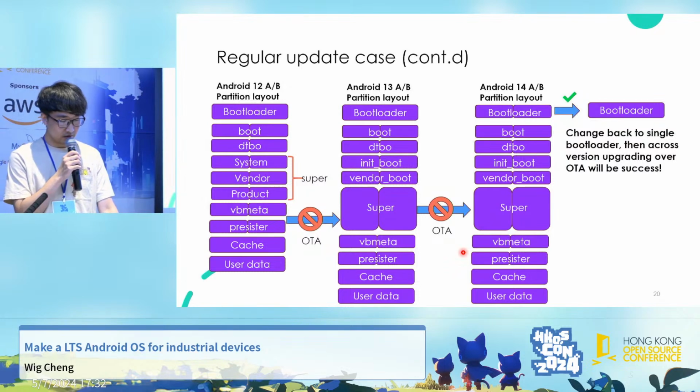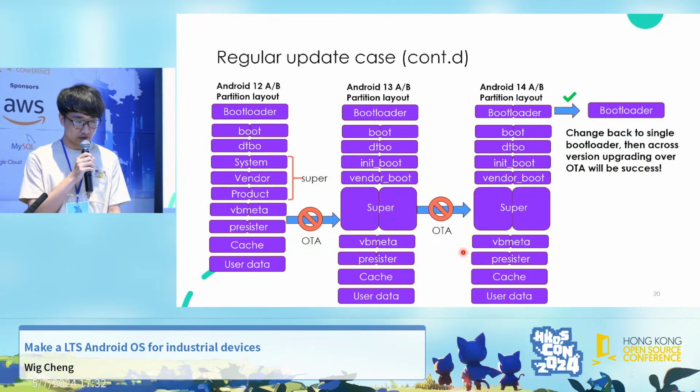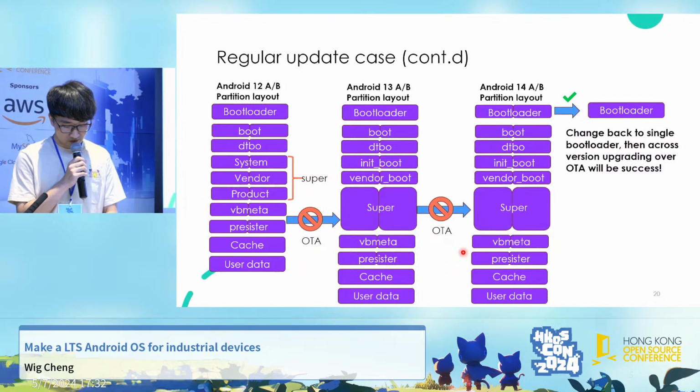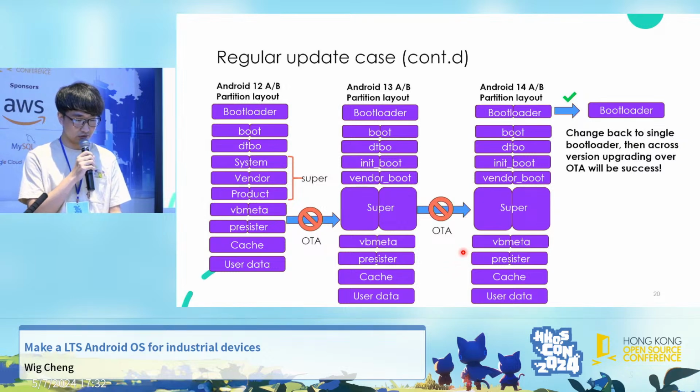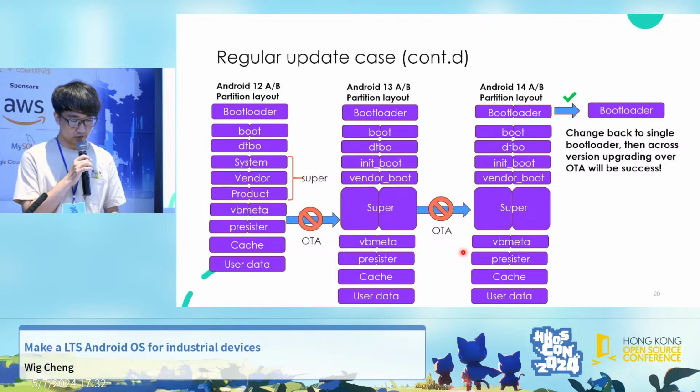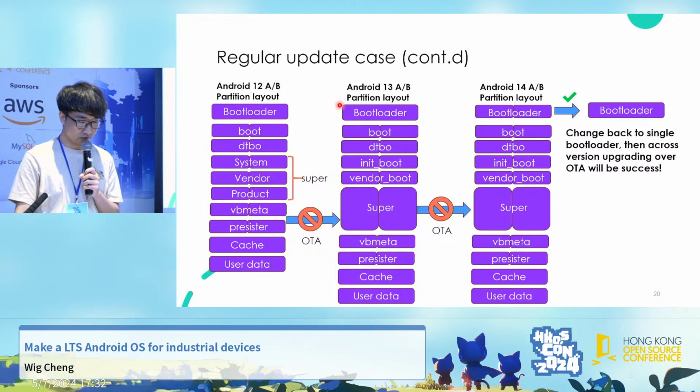Okay, so we continue to focus on partition layout. Maybe you wonder why, even after Android 12, we still face partition layout issues. It's because Google still keeps improving the Android OS every year. So in this case, we still cannot update the OS from 12 to 13 over OTA, and 13 to 14 as well.